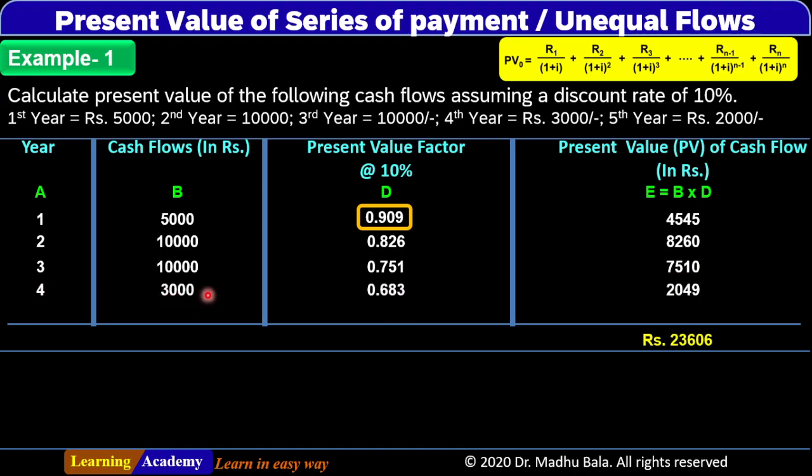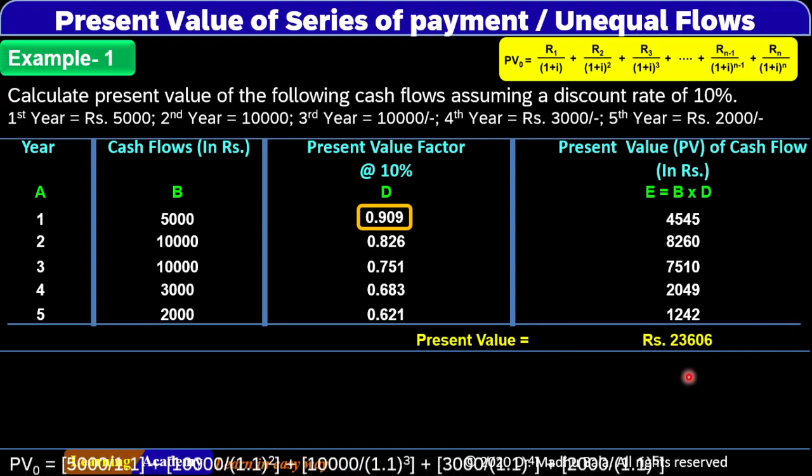For fourth year, the cash flow is 3,000 and the value from the table against 10% and for fourth year is 0.683. So present value of cash flow here is 2,049. For fifth year, the cash flow is 2,000. Present value interest factor at 10% for fifth year is 0.621. And the present value of cash flow here is 1,242. Then we will aggregate these present values of cash flows and we will get the total present value of these cash flows.